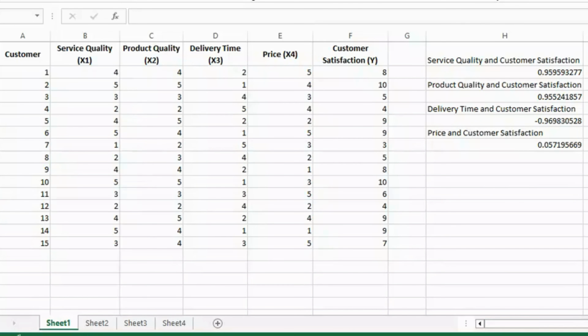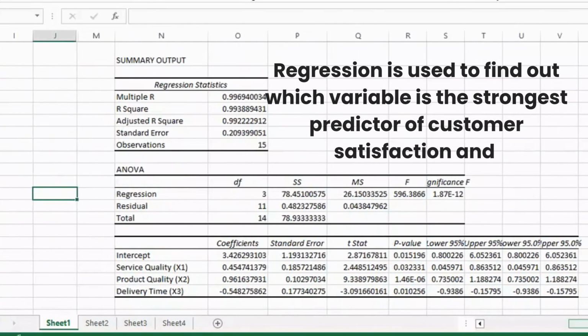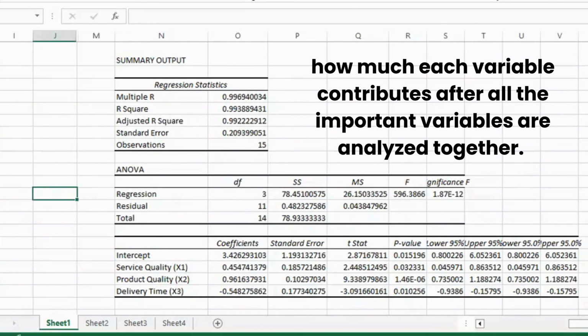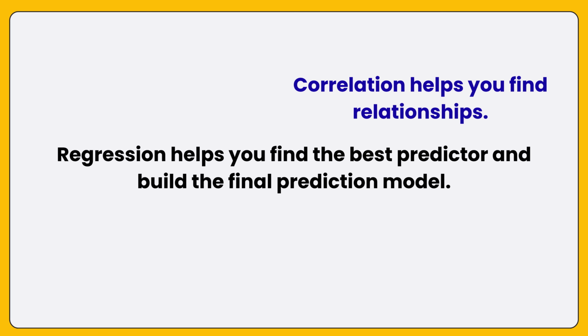The researcher then moves to step 2, regression. Regression is used to find out which variable is the strongest predictor of customer satisfaction and how much each variable contributes after all the important variables are analyzed together. The results can show that product quality was the strongest positive predictor of customer satisfaction, followed by service quality. Delivery time had a significant negative effect on customer satisfaction. So, you can remember it like this: correlation helps you find relationships, regression helps you find the best predictor and build the final prediction model.